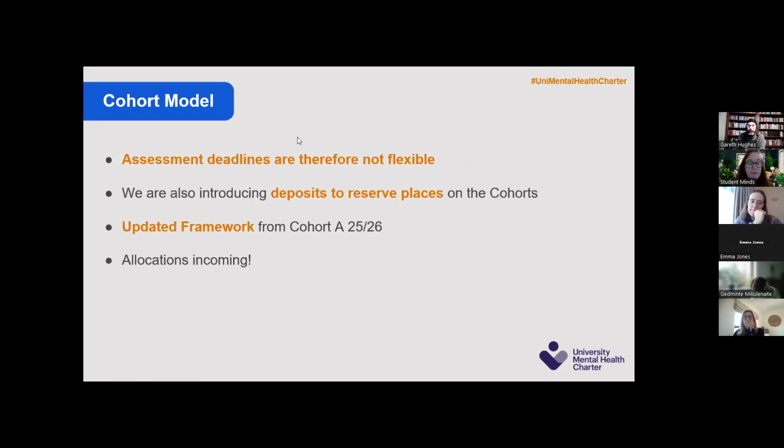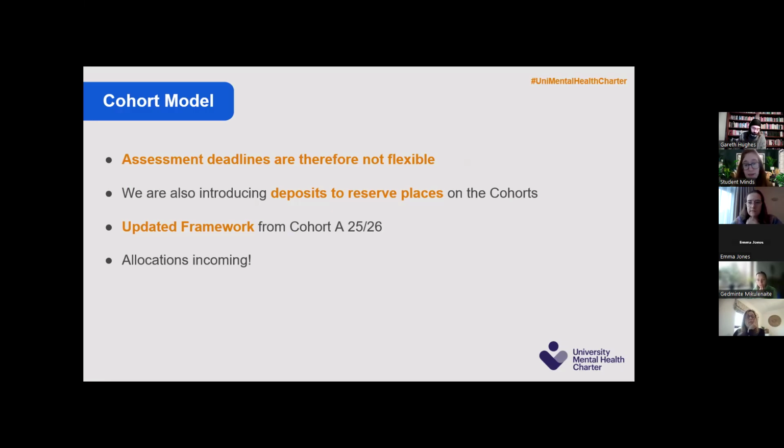Let's see. This does mean that our assessment deadlines are not flexible, so we need to really stick to our timings. We have also started to introduce a deposit scheme to reserve places on the cohorts, just to make sure that universities don't drop out in the very last minute.